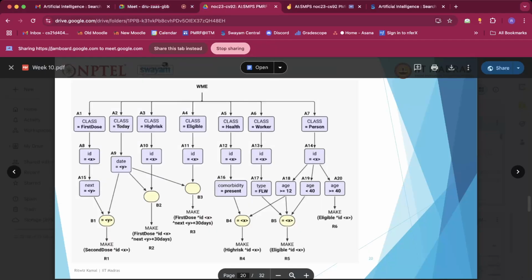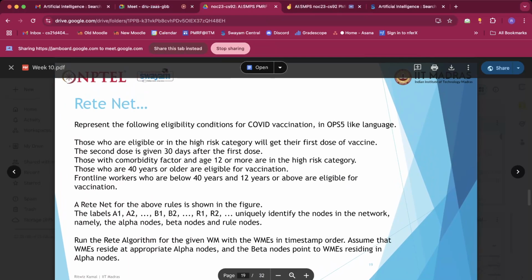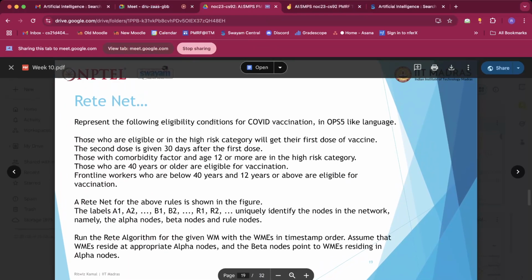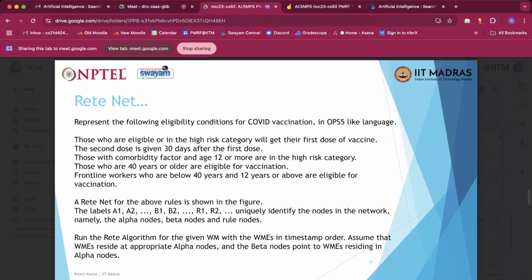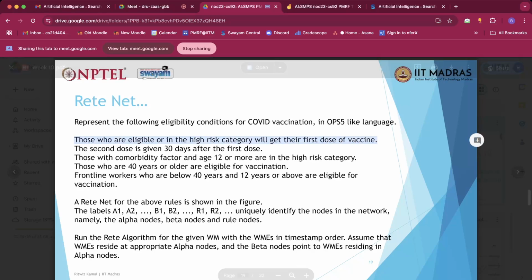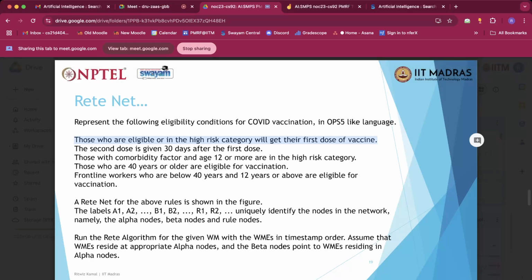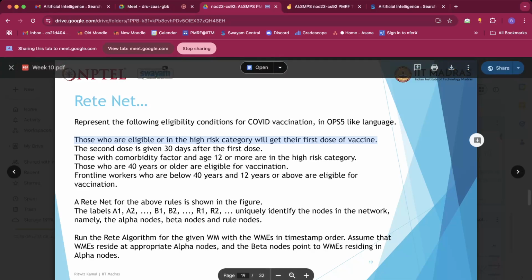Yes, this is the diagrammatic representation of the previous page. Let's match that. So here the first line tells us that those who are eligible or in the high risk category will get their first dose of vaccine. This can be broken down into two parts: those who are eligible will get their first dose of vaccine, and those who are in the high risk category will get their first dose of vaccine.